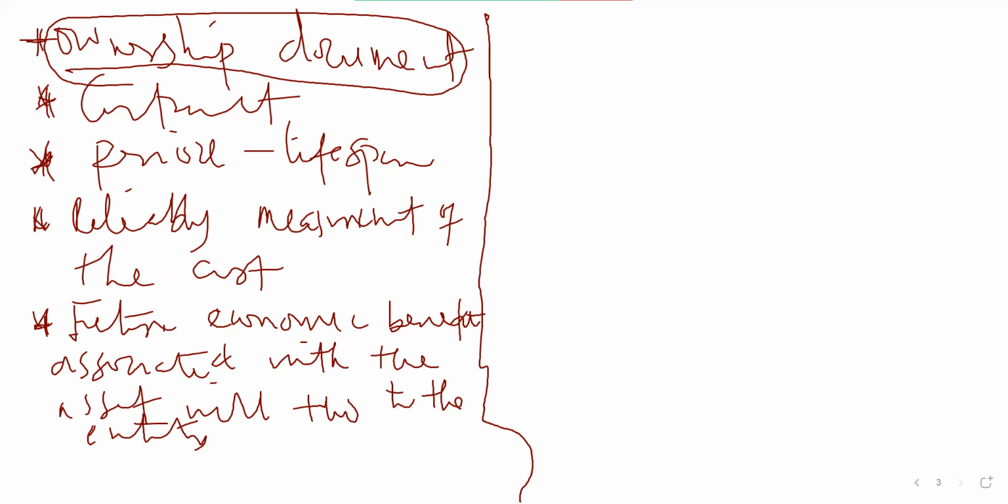If I have control over you, what is the meaning? It means that I can dictate your movement. I can dictate certain things for you. If you want to go somewhere, I can say that don't go there. So I can tell you how you should live your life. So if the company is controlling the asset, it means that the company can tell how the asset should be used.